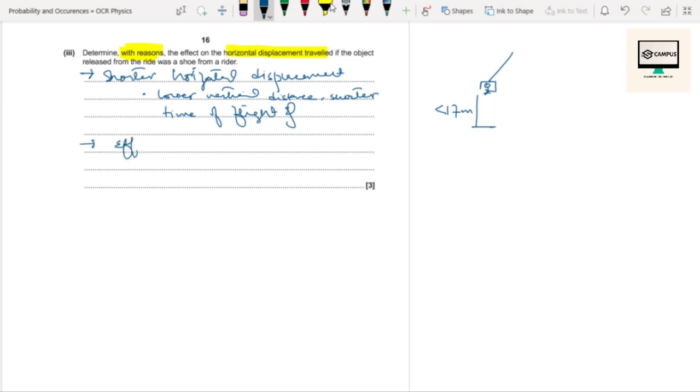Also, the effect of drag had not been considered here. So the shoe will definitely experience drag, and that will also result in shorter horizontal displacement.